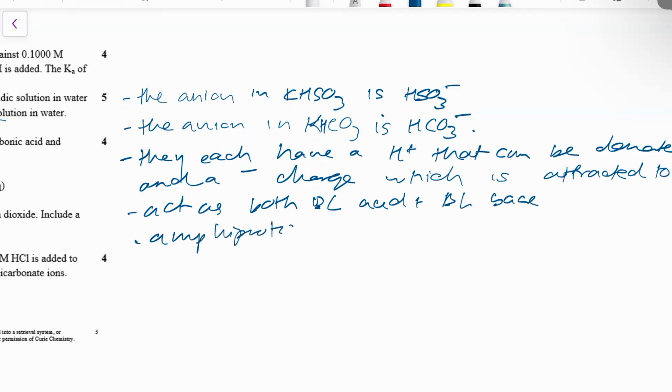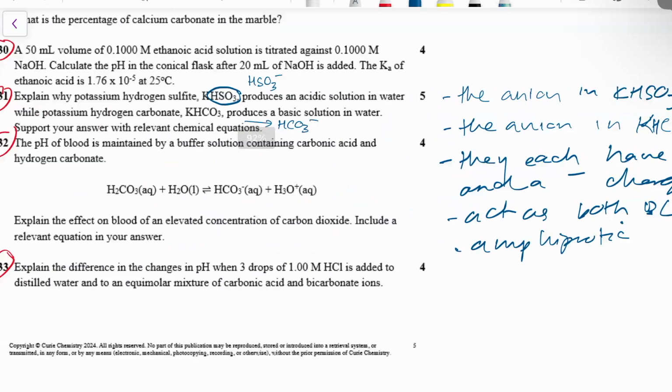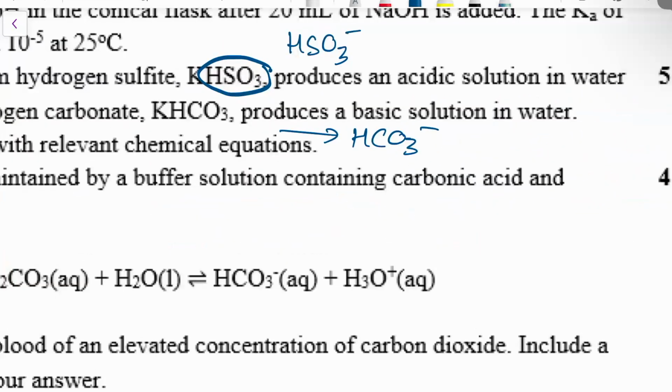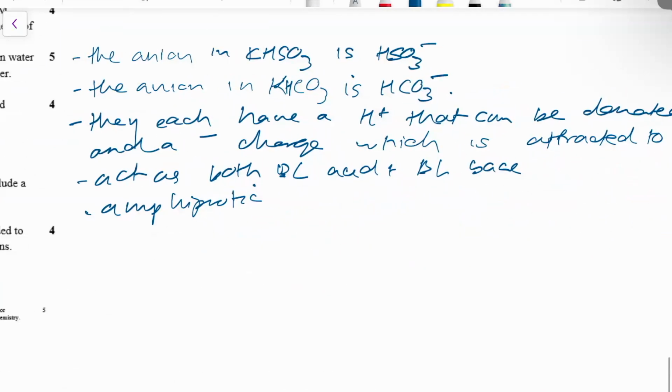So this is a 5-mark question. We want to add a bit more detail. And the reason it's relevant is because there are both options, because it's both acidic and basic, we need to set up that picture because we need to explain to the marker why later on we choose one to be a bit more acidic and we choose the other one to be a bit more basic.